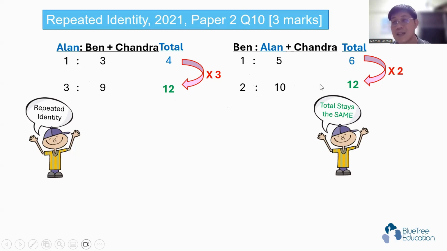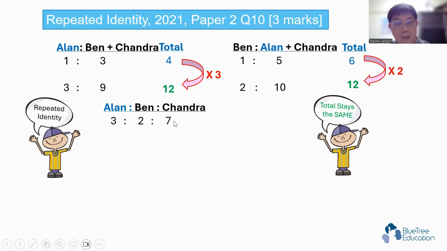Now my total stays the same. I will take the new ratio, this is the equivalent ratio. Based on this now, I split into 3 persons. I don't want the plus here, I don't want this total here. I'll split into 3. So now Alan is to Ben is to Chandra. So Alan, you have 3 here. Ben, you have 2 here. And then Chandra, you have 7.